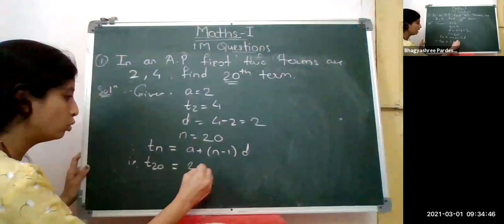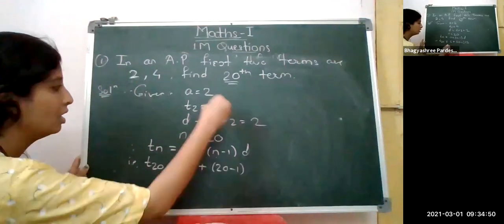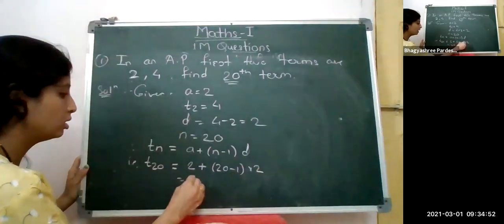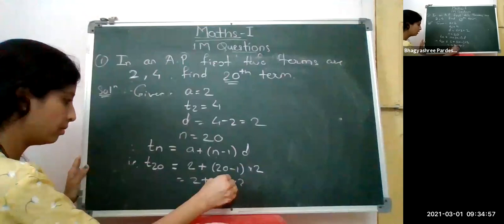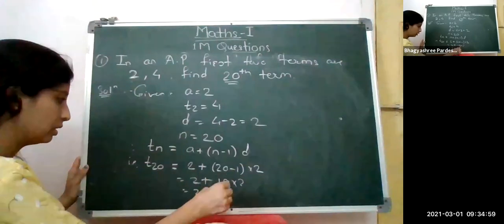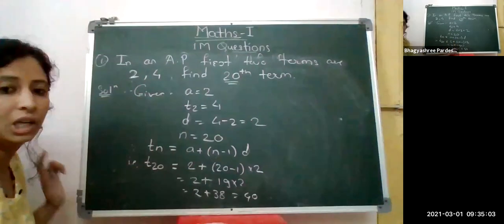A is equals to 2 plus N minus 1, that is 20 minus 1. Value of D is again 2 here. So this is 2 plus 20 minus 1, 19 multiplied by 2 here. So 2 plus 38, which is equals to 40. So T20 is equals to 40.